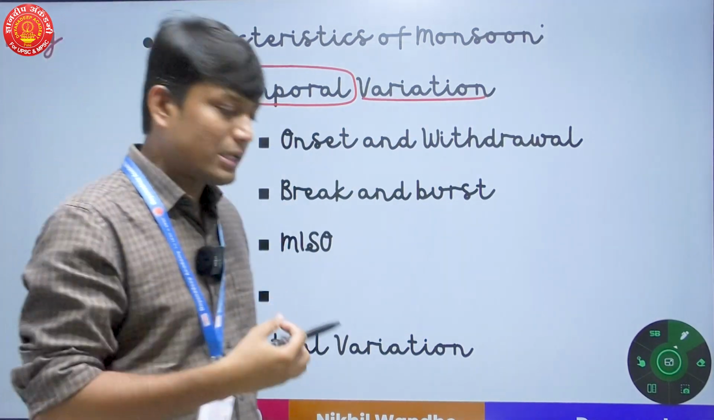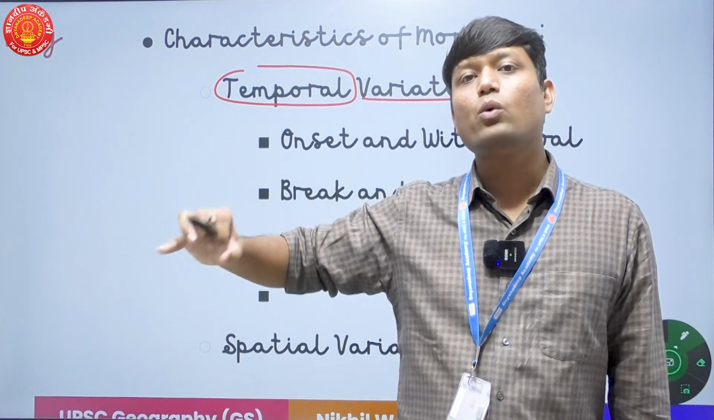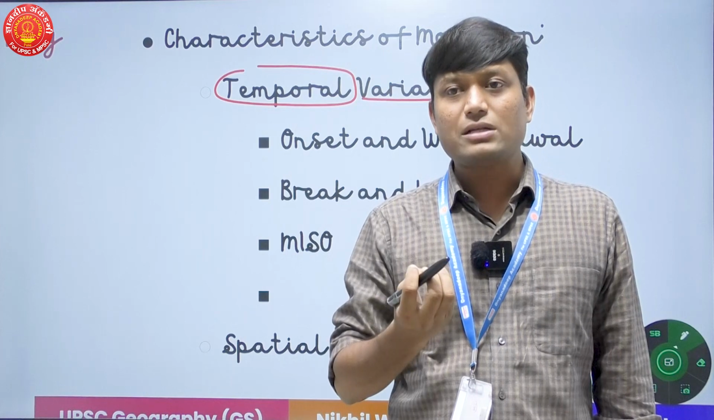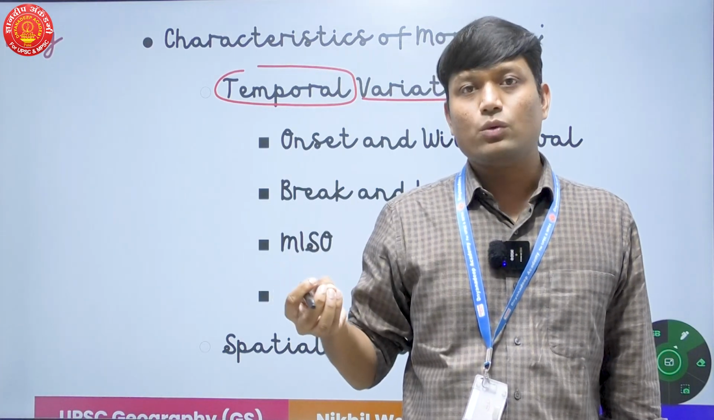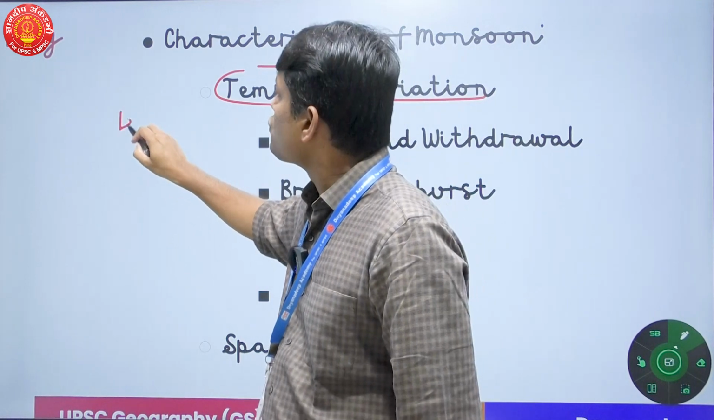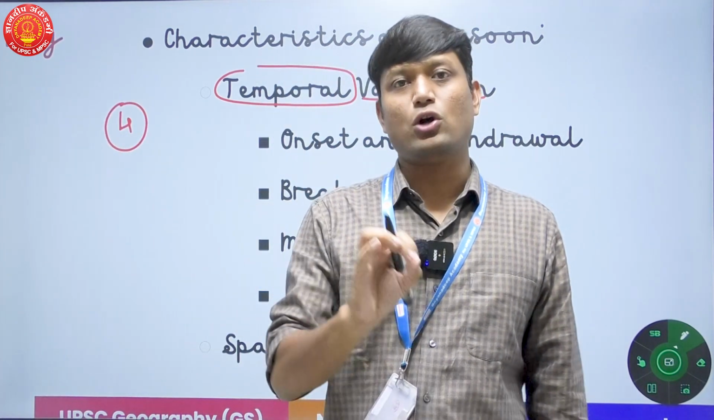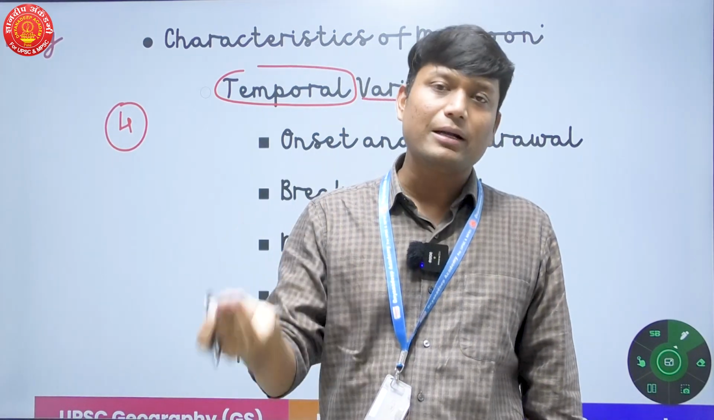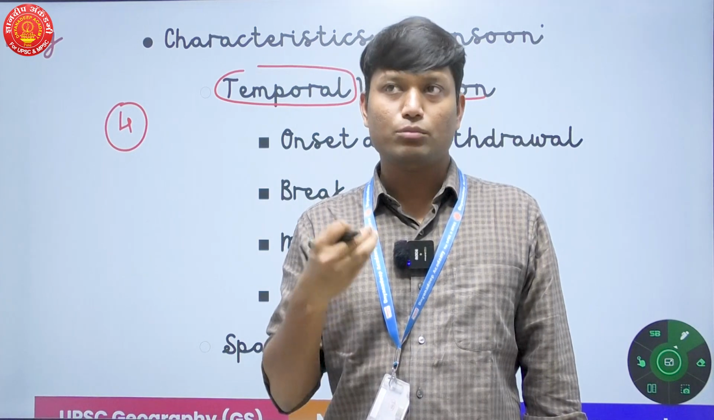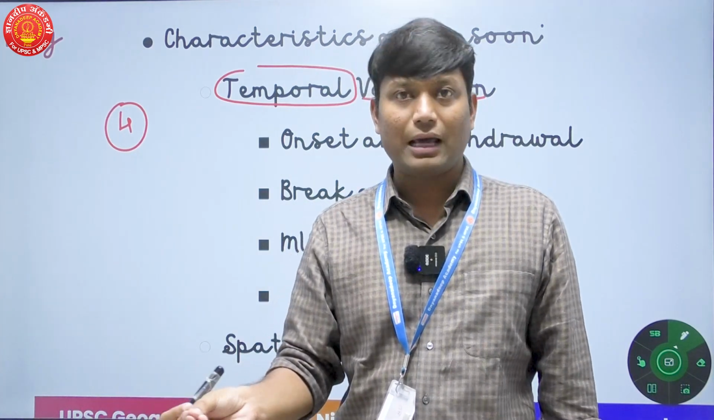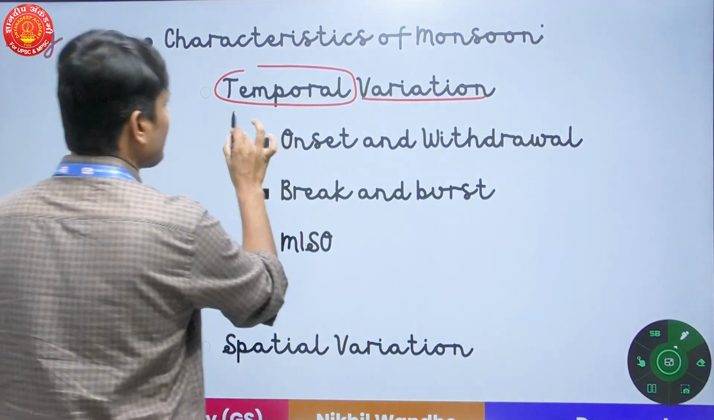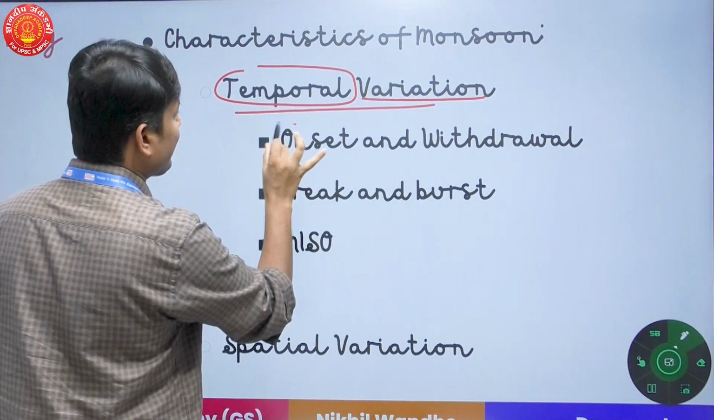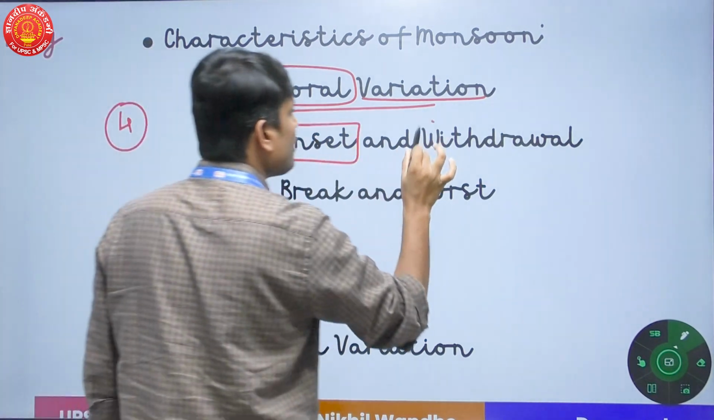What I'm trying to say is how its characteristics change with time, or what features it reflects with changing time. Throughout the 4 months of monsoon, the monsoon rainfall does not remain the same. That is one simple characteristic of monsoon, right? That is nothing but temporal variation in the monsoonal rainfall or monsoonal climate. The first temporal characteristic I am mentioning will be onset and withdrawal of monsoon.